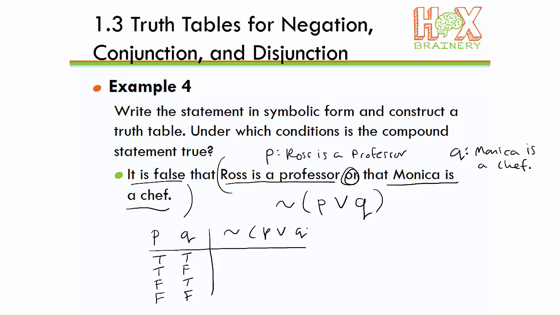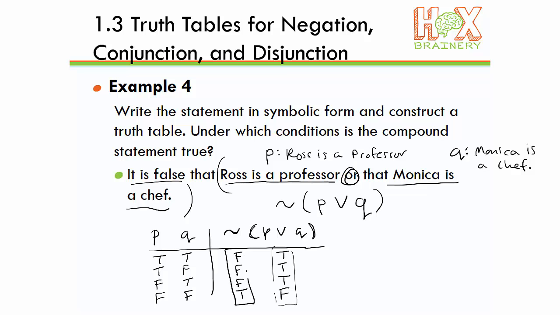And we do have parentheses, so we're going to take care of the stuff in the parentheses first. The disjunction is going to be true as long as P or Q or both of them is true, and the disjunction is only false when both P and Q are false. So that's for the disjunction, and then the negation is outside of that set of parentheses, so we're going to negate all of these values. So we're going to have false, false, false, true.